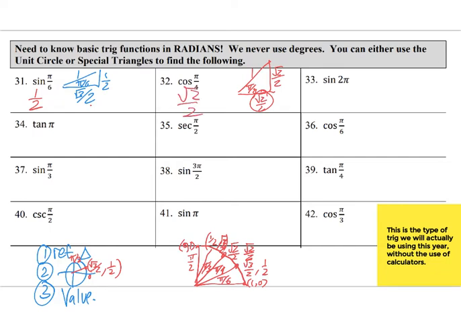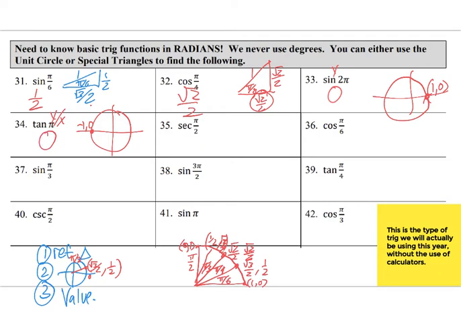For sine of 2 pi, that is one of our quadrantal angles. We know that goes all the way around. And here we'd have the point at 1, comma 0. Sine is our y value, so sine of 2 pi has a value of 0. For tangent of pi, that's another quadrantal angle. That's going to be here at -1 and 0. Tangent is the y coordinate divided by the x coordinate, so that'd be 0 divided by 1, and that gives us 0 as an answer.